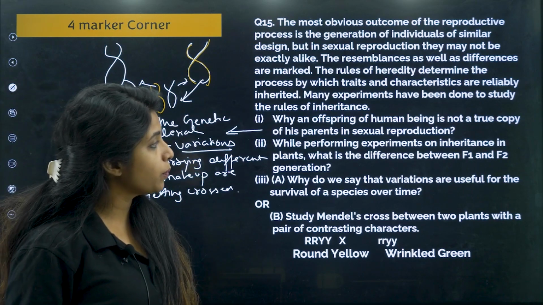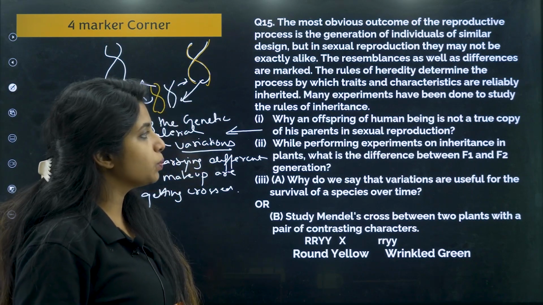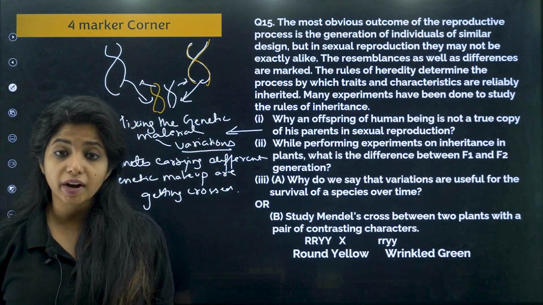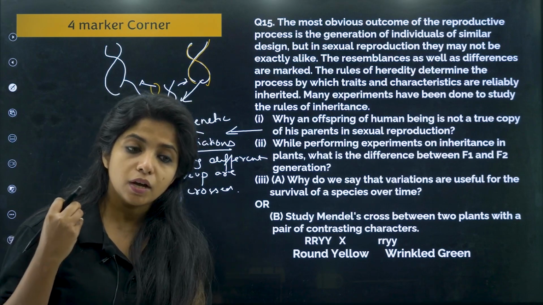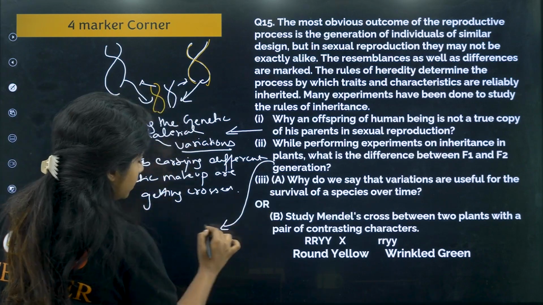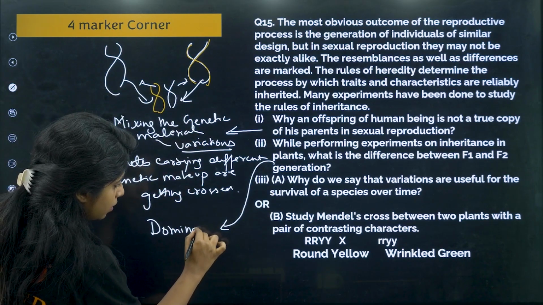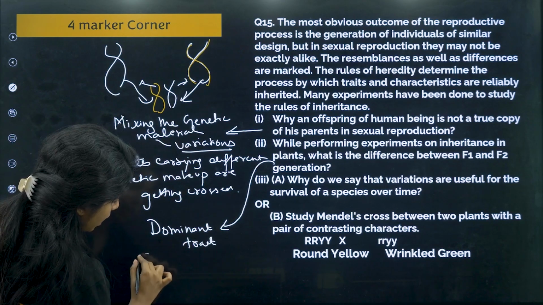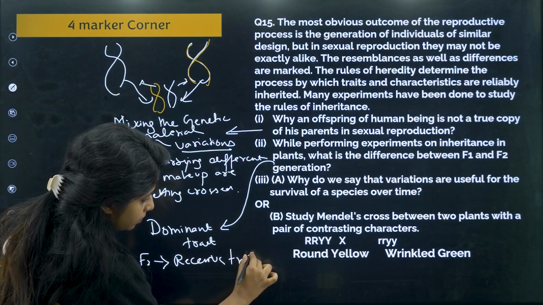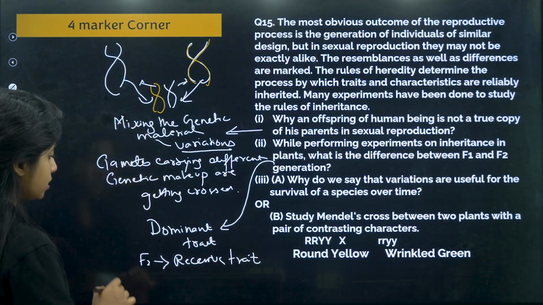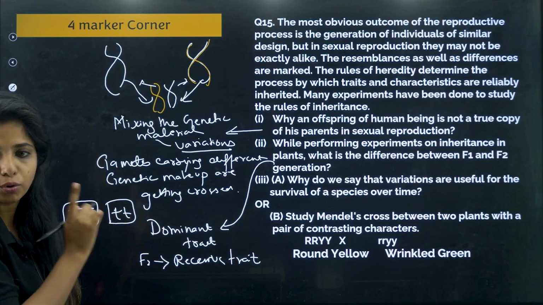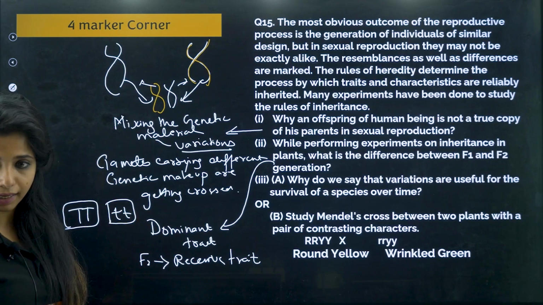Now while performing experiments on inheritance in plants, what is the difference between F1 and F2 generation? In F1 and F2 generation, what are the differences that I can profoundly find? In F1 generation, I would find that there will always be the parent that has the dominant trait. So all the progenies that will be produced, the children, will show the dominant trait. Whereas in F2 generation, I will see the recessive trait is also being expressed. And how can I explain this? I have to give the example of the tall and the dwarf plant. Cross it and show it to them. This is how you can explain it well.